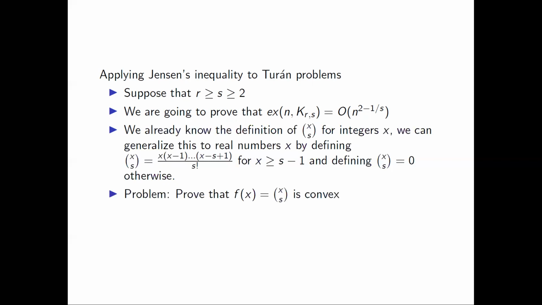So here's a problem for you to think about. Prove that the function f of x defined as x choose s is a convex function, and prove that it's convex for any real number. So prove it's convex on the whole real line. We don't even necessarily need that it's convex on the whole real line for the next proof. We only need that it's convex on the open interval from 0 to infinity. But either way, you can prove it.